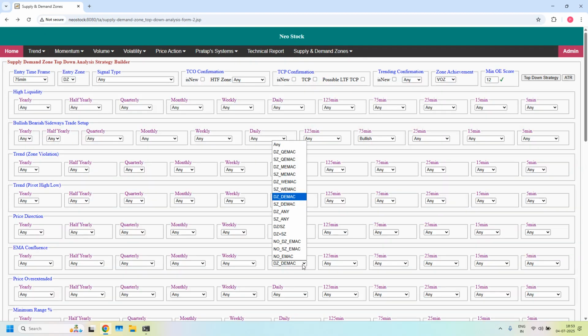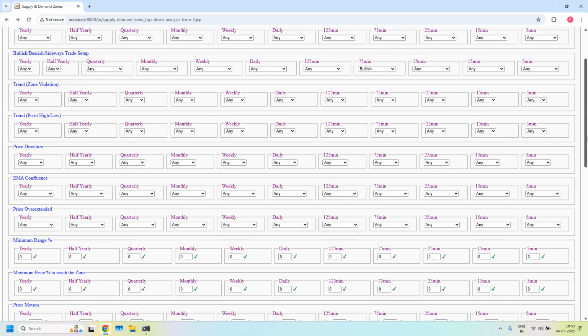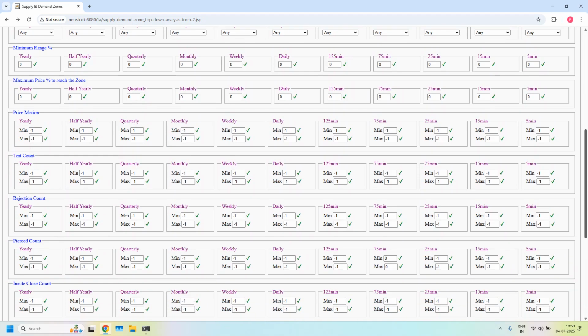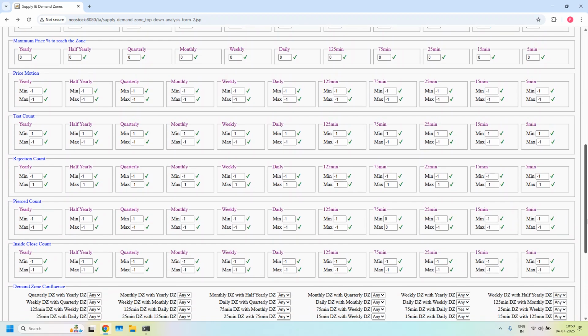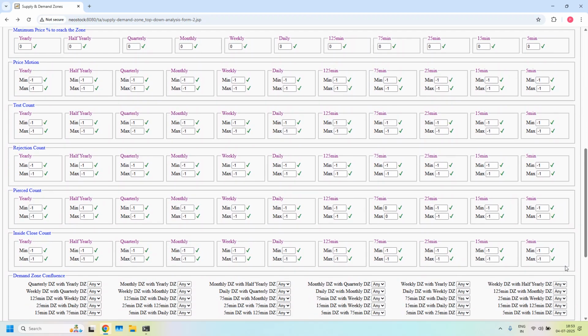Now I am removing this EMA filter because it is ITF specific. Now we should focus on HTF. First we will focus on HTF demand zone confluence supported stocks. That is LTF, ITF, HTF. So 3 filters we have to set.